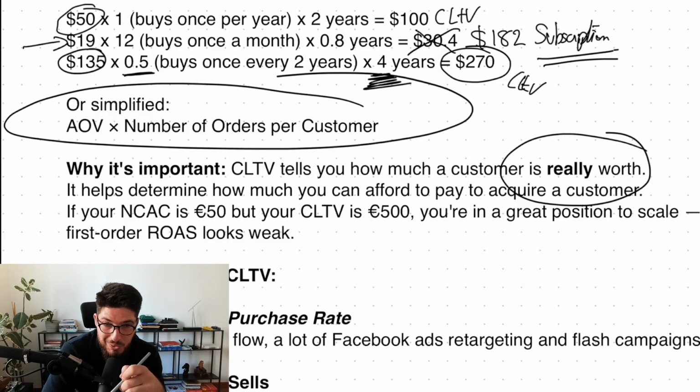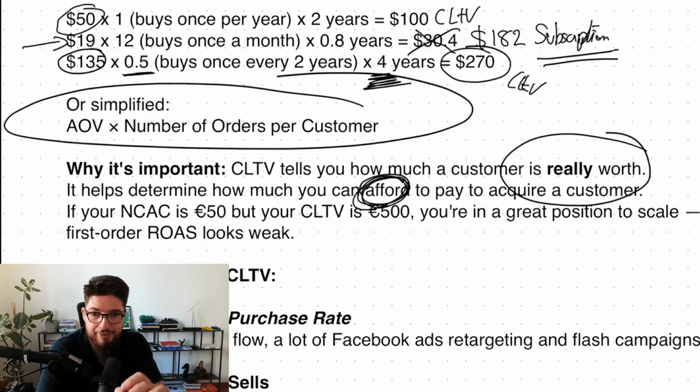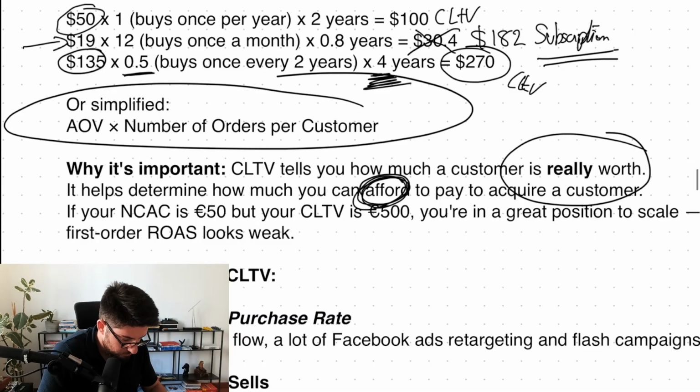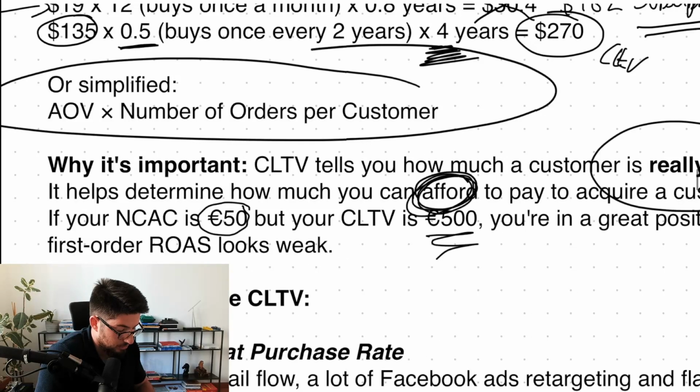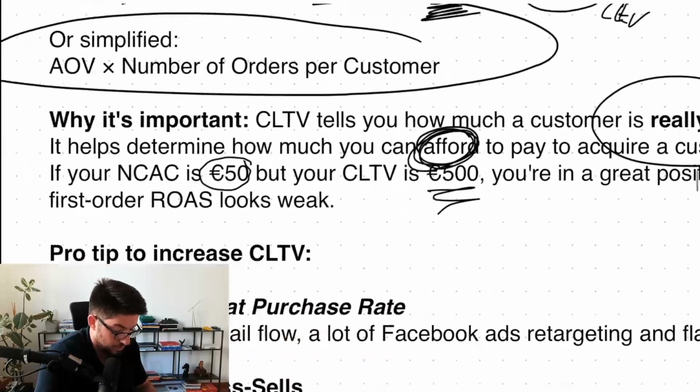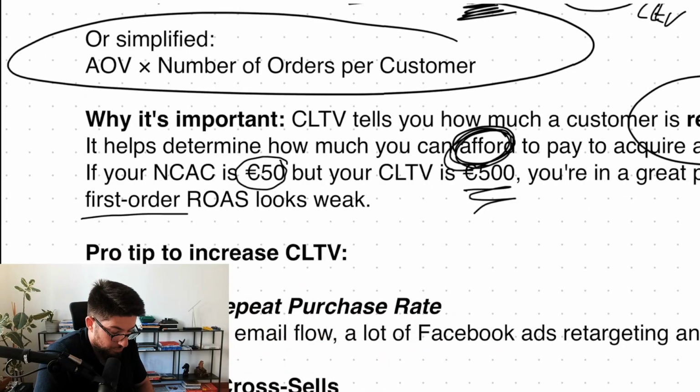And this will contribute to the CPA. How much are you willing to pay, or how much can you afford? This is the key word. How much can you afford to pay to acquire a customer? So in this case, you see it here. If your new customer acquisition cost is 50 euros, you say, wow, that's a lot. But then the LTV is going to be 500. I'm in a great position to scale, even if my first order ROAS looks weak.